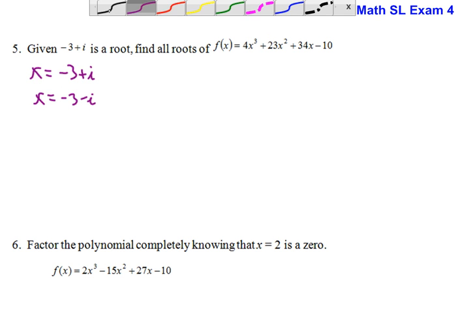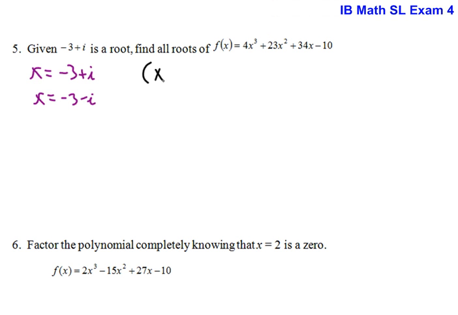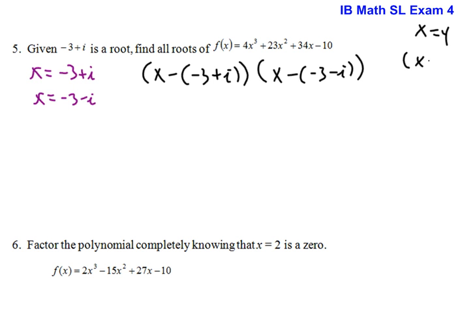Okay, so we know that one of our linear factors is x minus -3 plus i, and then we have the other one, x minus -3 minus i. Okay, so all I did was I took my 2 roots and I made them linear factors, right? So there's nothing new there. This is what we do always. If I had a root of x equals 4, oh, well, then that means I have x minus 4 as my factor. Okay, so let's multiply this out right here.